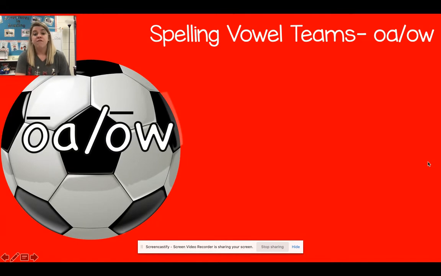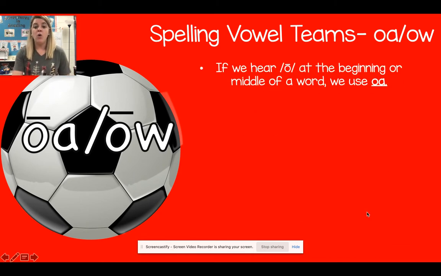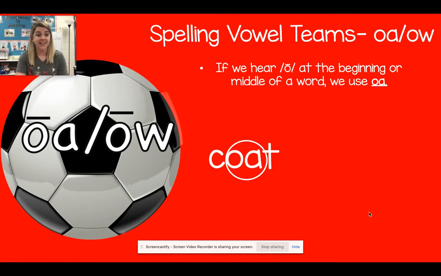So, first up is the one from last week. OA and OW. We're really going to try to remember when do we use which spelling pattern, okay? So here we go. If we hear the O sound at the beginning or in the middle of a word, we're going to use the OA spelling pattern, right? Like in the word coat. I hear it in the middle. Oat. So it's an OA.